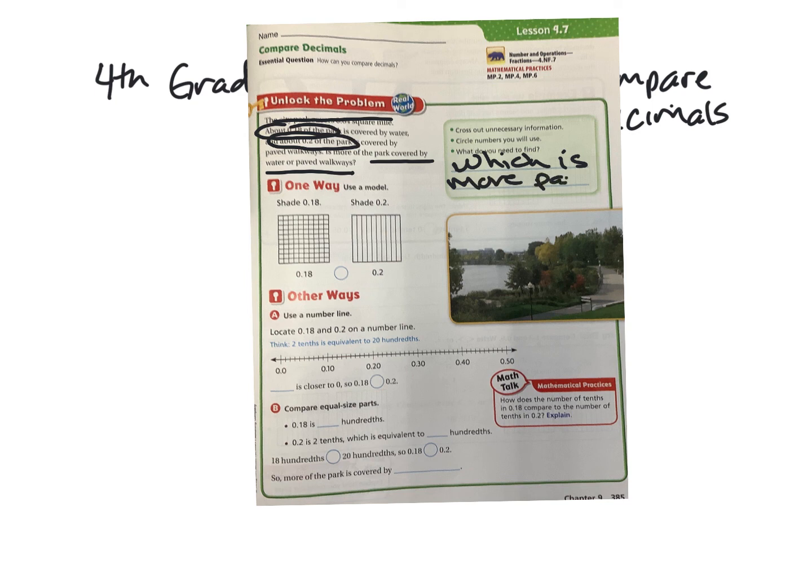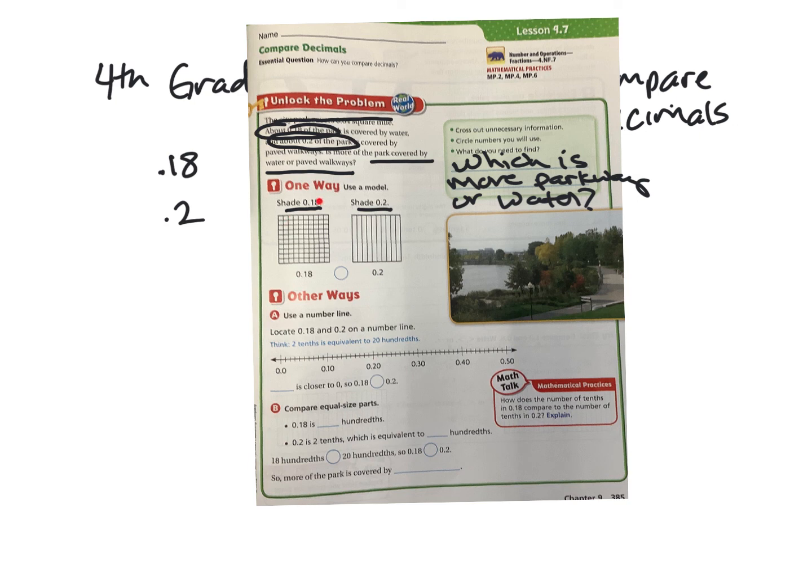The parkway, the walkway, I guess I should say, walkway or water. That's what I need to find. And the numbers I need to use were the 0.18 or 18 hundredths and 0.2, the 2/10. Okay, visually they're going to show that to us first, and then we'll talk about this too.